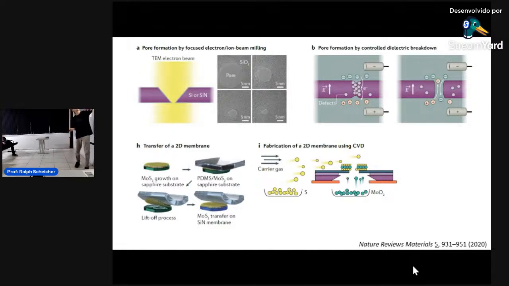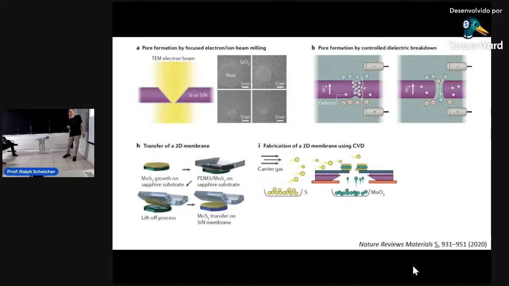Another approach that is very popular is controlled dielectric breakdown, where you always have some defects in the material. If you apply a high enough voltage, then these defects start to create more defects. The atoms in the material have electric charges, and they're being accelerated. In the end, you create a big enough defect that the material breaks through, and you notice this in the ionic current. Then through some circuit setup, you can automatically regulate that: you turn off the voltage or reduce it so it does not create too big a nanopore.